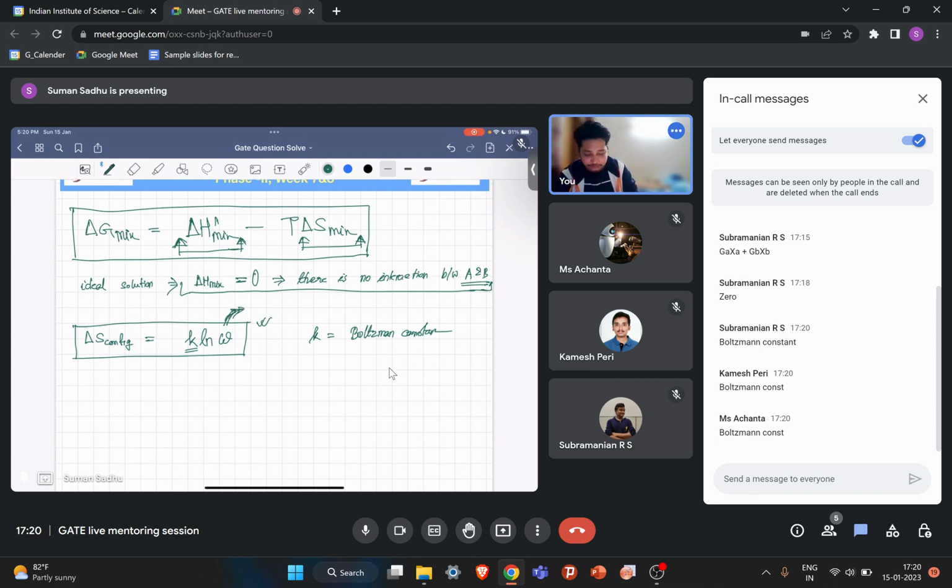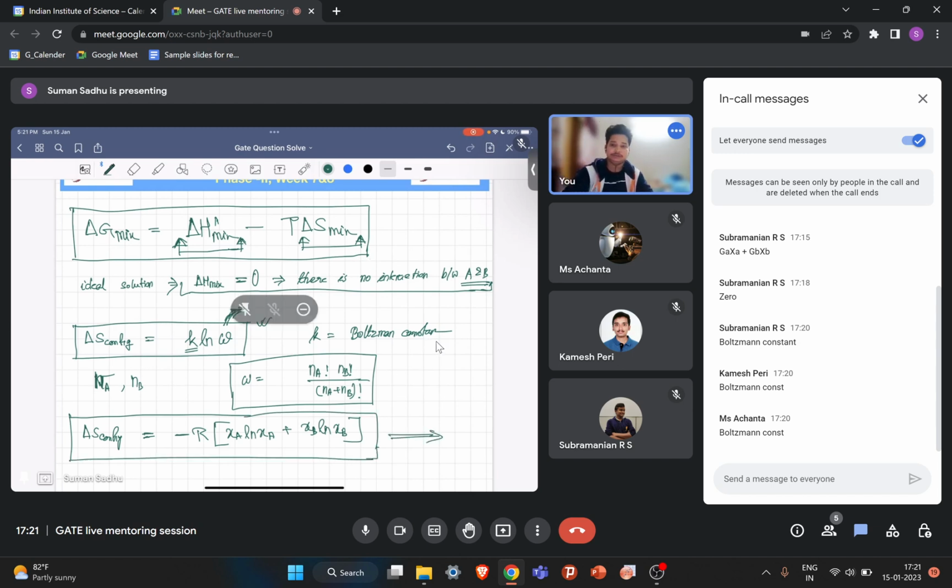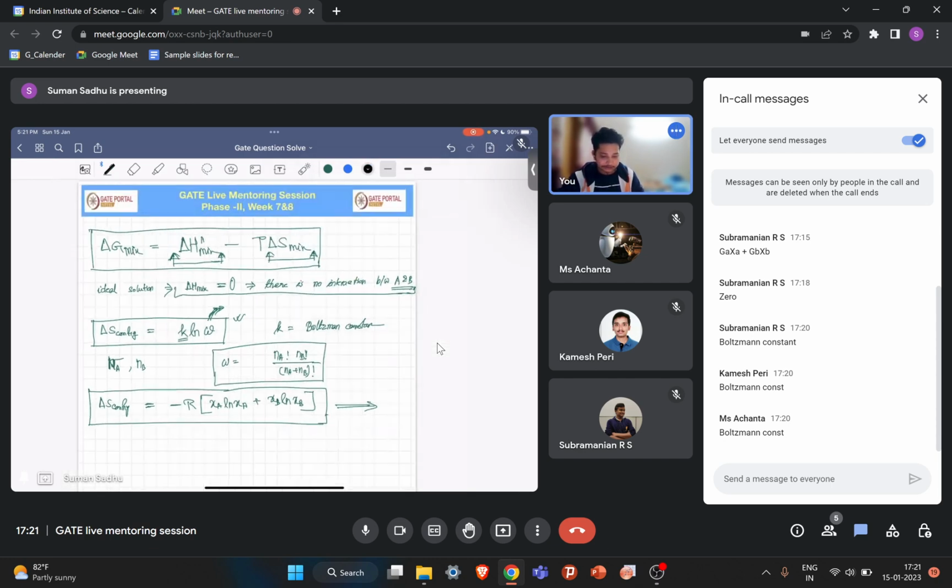Okay. So if you derive this, for capital N number of atoms, or let's say small na of A atoms and small nb of B atoms, omega is (na plus nb) factorial by na factorial times nb factorial, right? Then if you derive it, you will get delta S config as minus R (xa ln xa plus xb ln xb). I think all of you know this equation, right? So this is the equation for delta S.